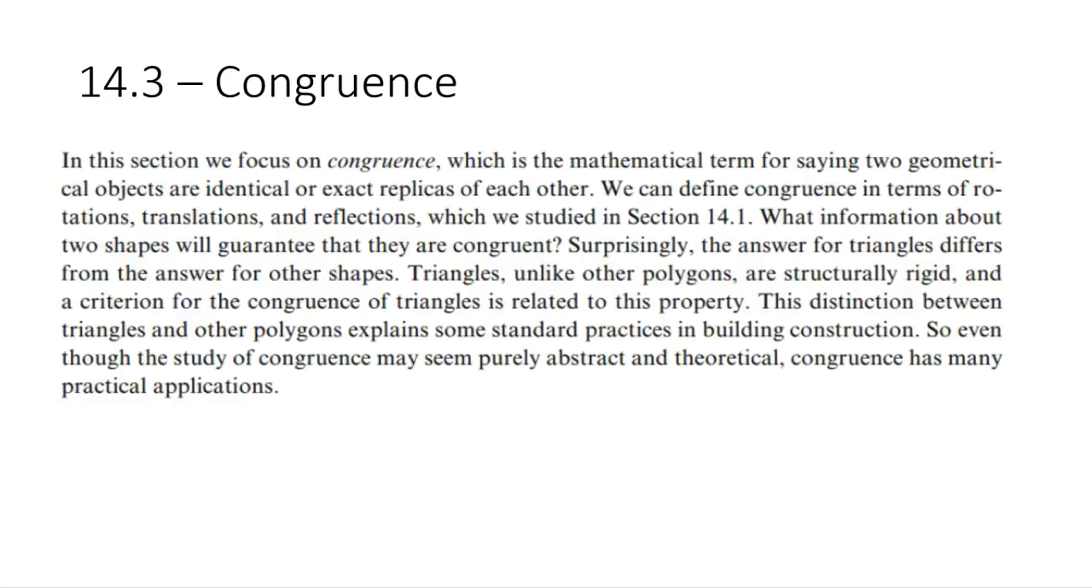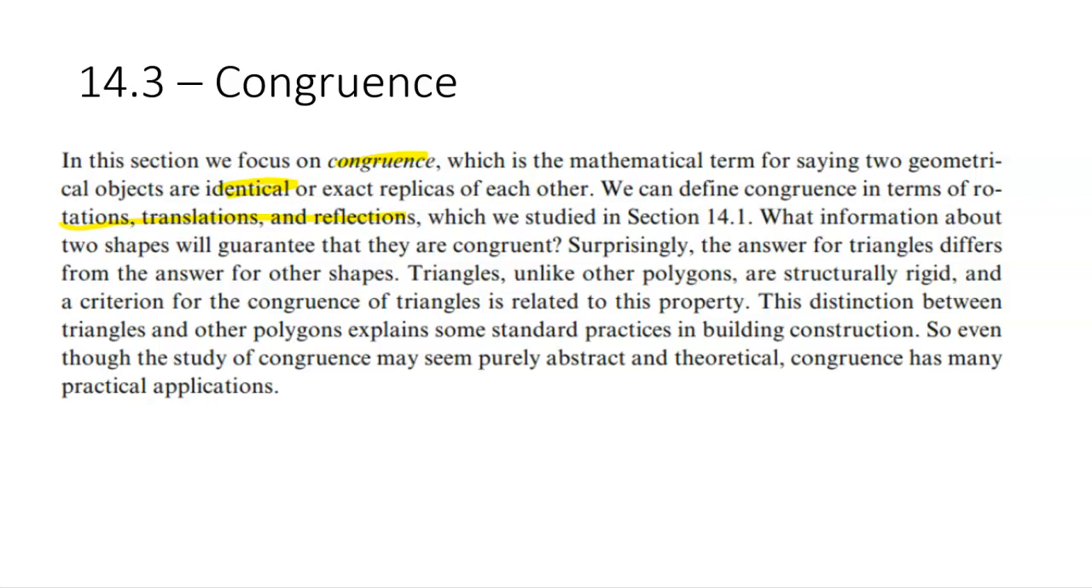And we are going to be talking about congruence. We've talked about congruence before. It's a mathematical term for saying that two geometrical objects are identical. And we define congruence in terms of rotations, translations, and reflections, which we already studied. So what information about two shapes will guarantee that they're congruent?